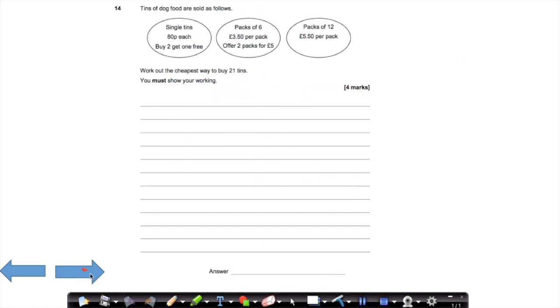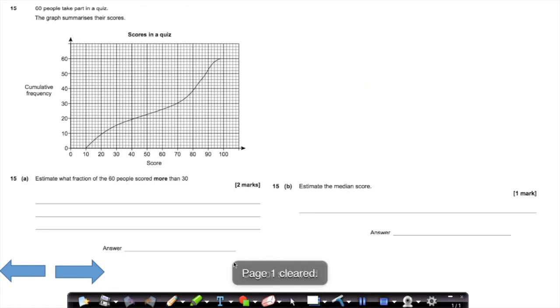Moving on now to question number 15. 60 people take part in a quiz. The graph summarizes their scores. And if we think about what we're looking at here for a second, cumulative frequency graph, estimate what fraction of 60 people scored more than 30.